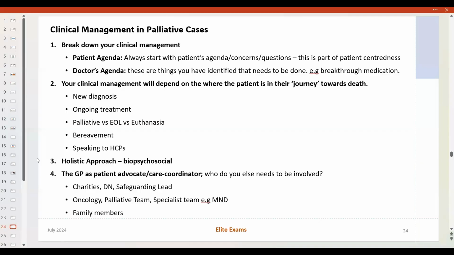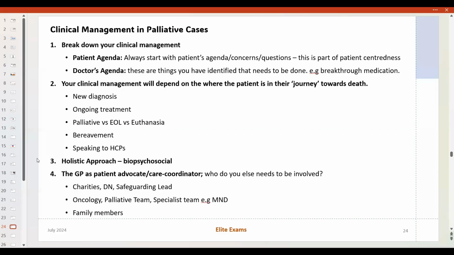So in your data gathering, if you ask for anticipatory meds and you find that this patient is needing more or having breakthrough pain, you may decide that this patient needs a new dose of breakthrough medication, but that's not what the patient came in for. That's your agenda. So you address the patient's issues first, then anything else you identify that needs to be done, you put in your doctor's agenda.